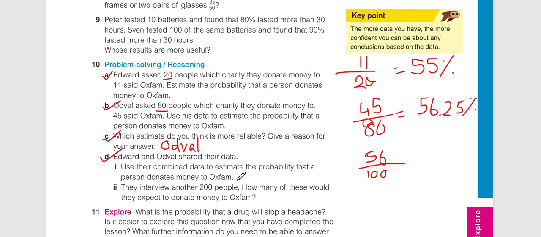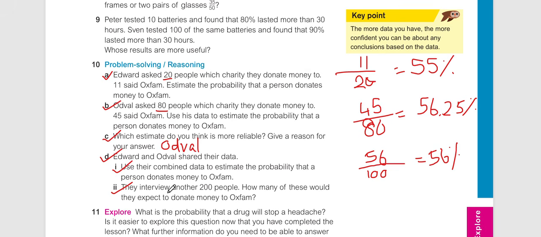So using their combined data, estimate the probability. You can write it as a percentage, 56%, or you can write it as a fraction, or you can write it as a decimal also. If you write it as a decimal, it will be 0.56. Alright? Okay, now question part 2.